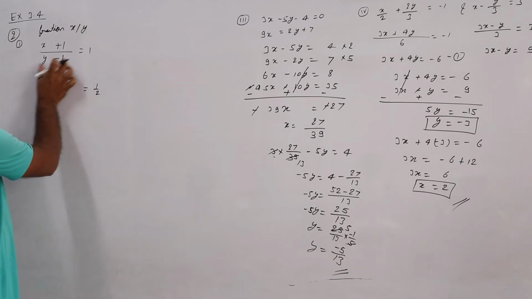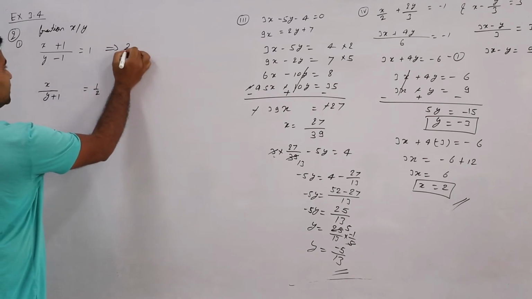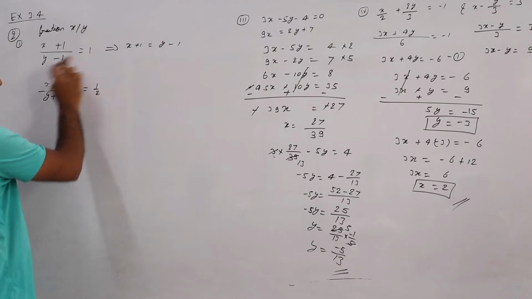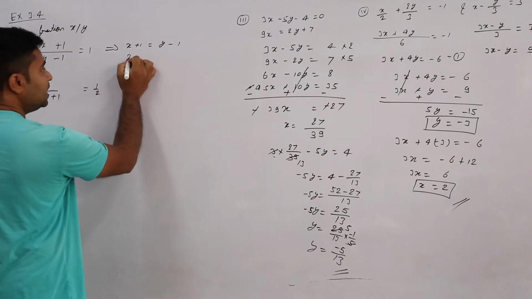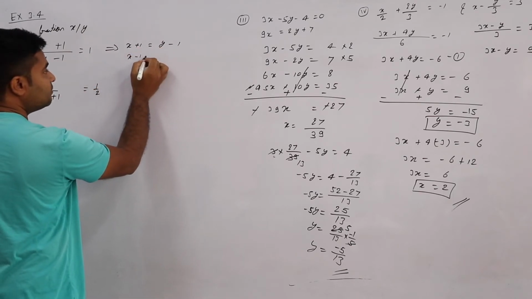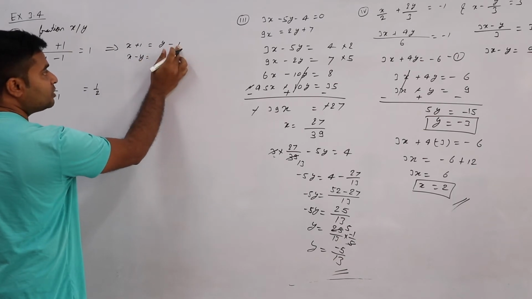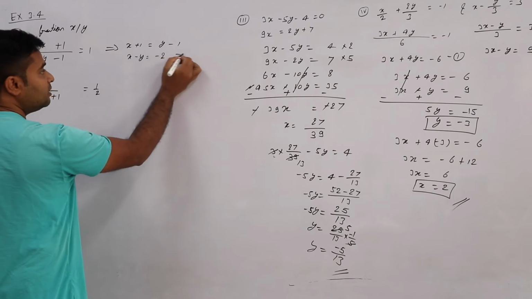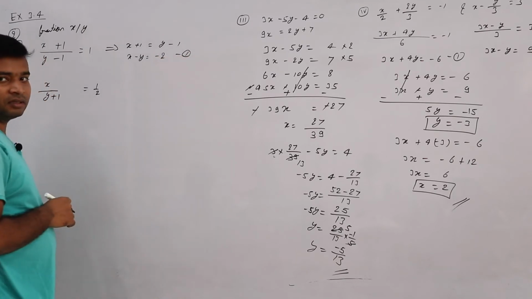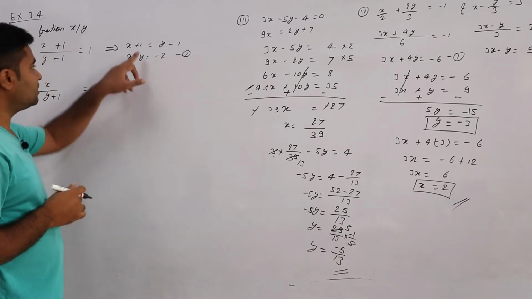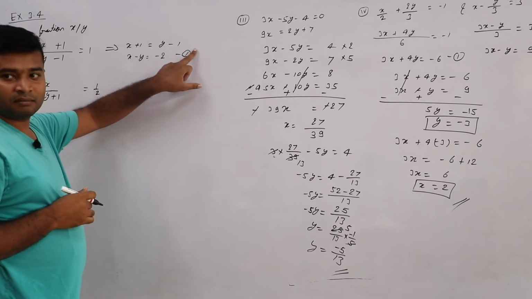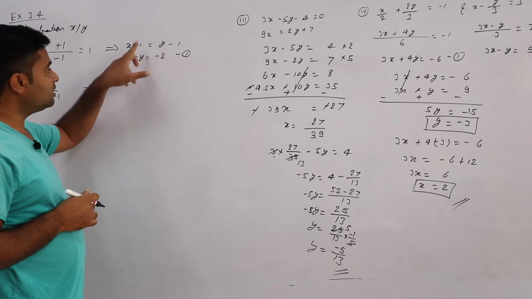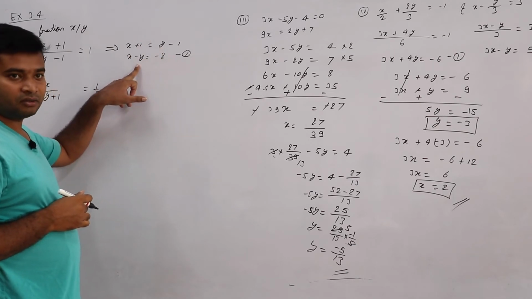How? Bring this term this side. See, x plus 1 is equal to y minus 1. Bring this one, x minus y is equal to minus 1 minus 1. This side plus 1, this side minus 1. So minus 1 minus 1 minus 2. This side plus y, this side minus y. So x minus y is equal to minus 2. True? Yes, sir.